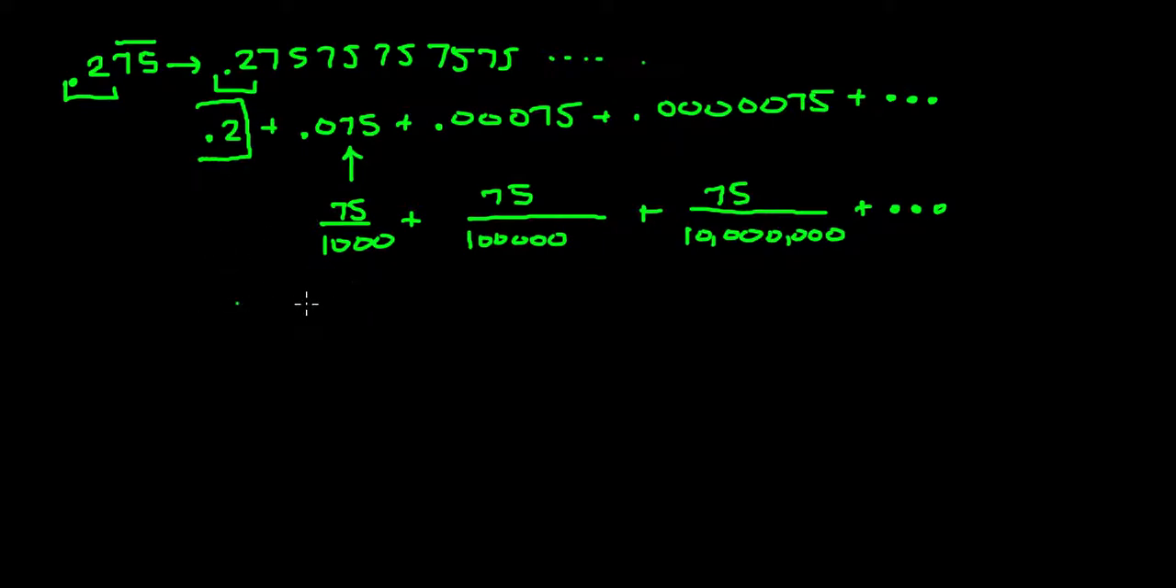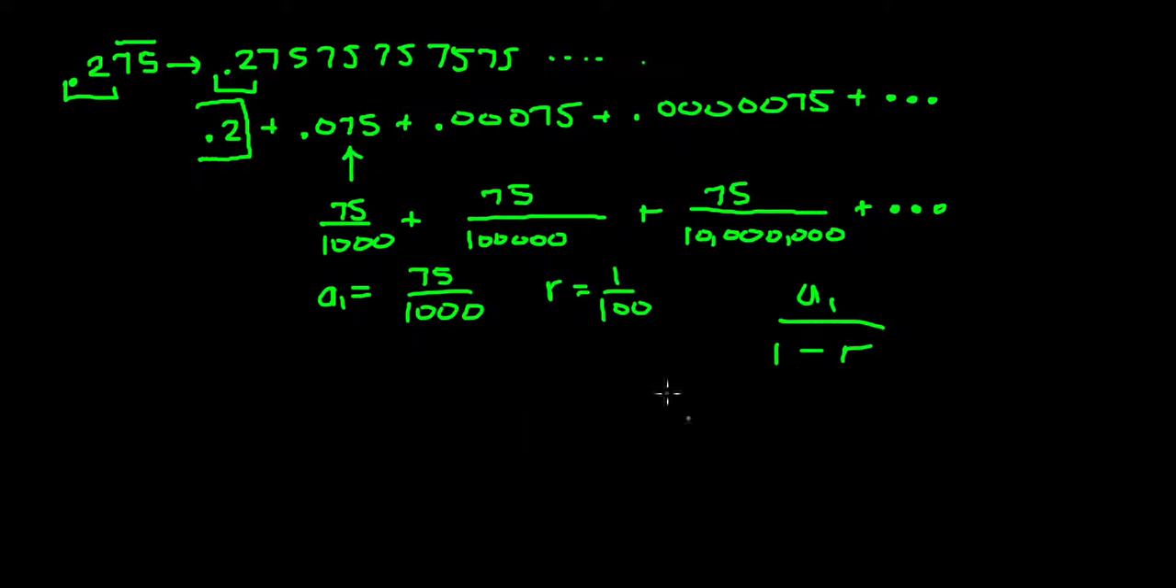And what we can start off by saying is that our A sub 1, our first term, is just 75 over 1,000. And then we can also say that our R, our common ratio, is 1 over 100 because we're multiplying each of the denominators by 100. They're increasing by 2 zeros. And since it's an infinite geometric series, we can say that the sum of this infinite geometric series is just A sub 1 over 1 minus R. All right, so then I'm going to plug it in and solve it now. This is going to give me 75 over 1,000 over 1 minus R. Sorry, the R we actually know is 1 over 100.